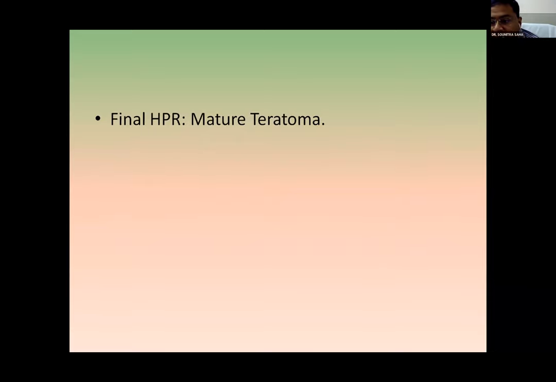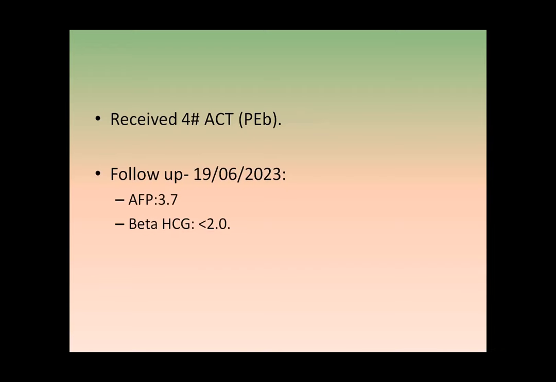So the final HPR came as a mature teratoma. No choriocarcinoma component was there, which is because the chemo already worked on it. And from there, Dr. Ram, sir, do you want to add something? You will have to complete chemotherapy, considering that this is a mixed germ cell tumor kind of picture. You would ideally complete the 4 cycles of PEB, even if you go by the COG classification for this child.